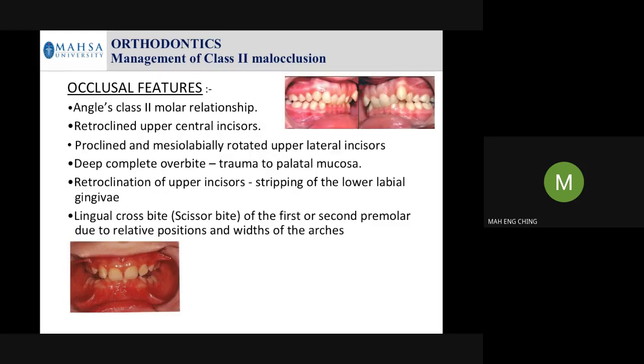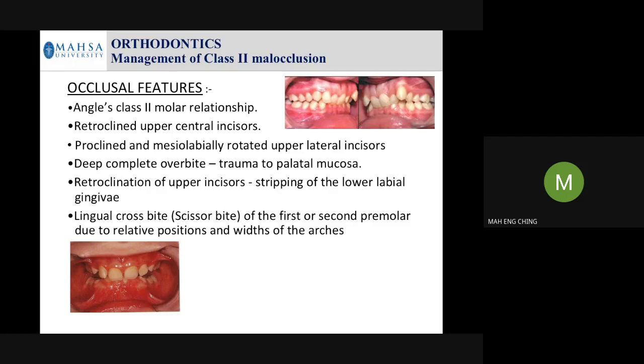Occlusal features. So class 2 division 2, same thing. They're going to have an Angle classification, class 2, which means the molar relationship is class 2. So last lecture, we talked about class 2 molar relationship, meaning the mesiobuccal cusp of the upper 6 occludes anterior or forward of the mesiobuccal groove of the lower 6s. That's how we classify the Angle molar relationship.